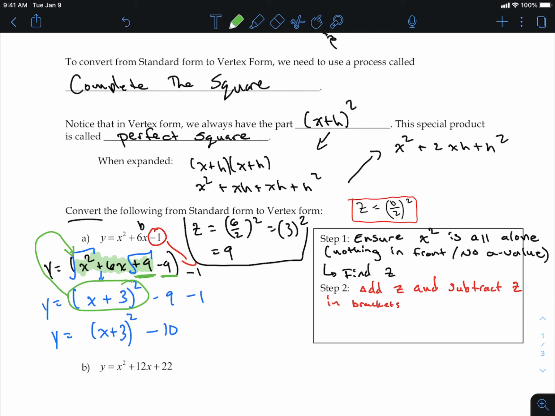I don't care if you know how to factor perfect square trinomials. You're going to learn to just recognize square root first, square root last, and that is factoring perfect square trinomials.